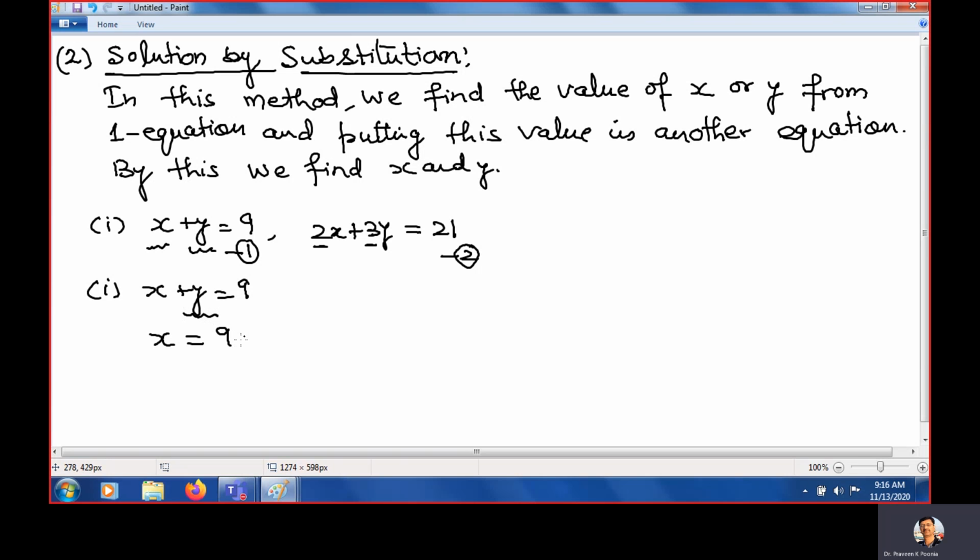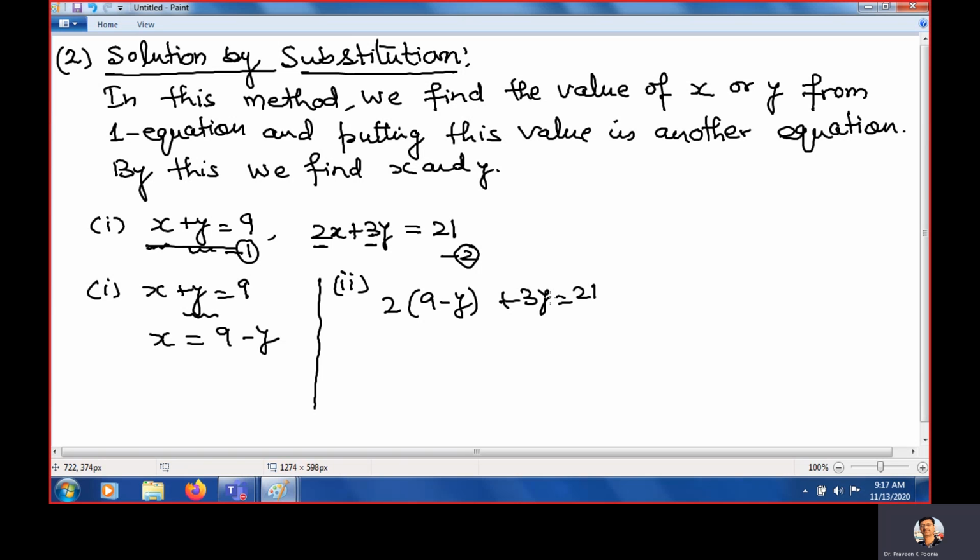How? Shift this y here. It is 9 minus y. So what is the value of x? 9 minus y. Now put this value of x in the other equation. You use the first equation to find the value of x. Now put this value in equation number 2. How is it? 2 times the value of x, (9 minus y), plus 3y is equal to 21.